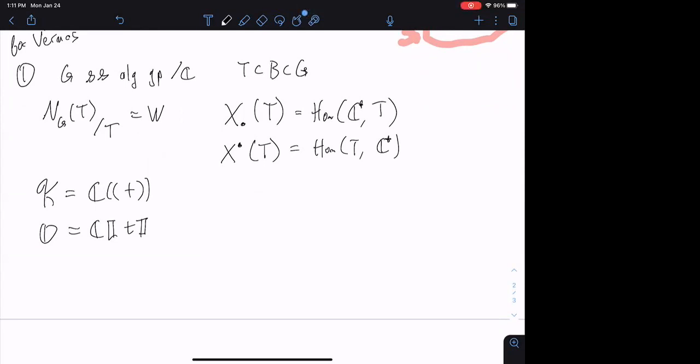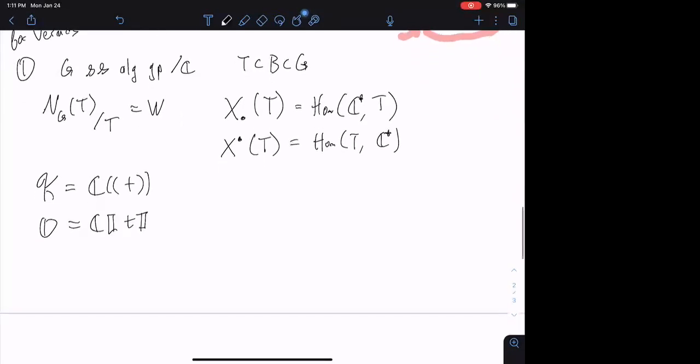Any questions? Is that okay? Is my handwriting legible? I'll take that as a yes.